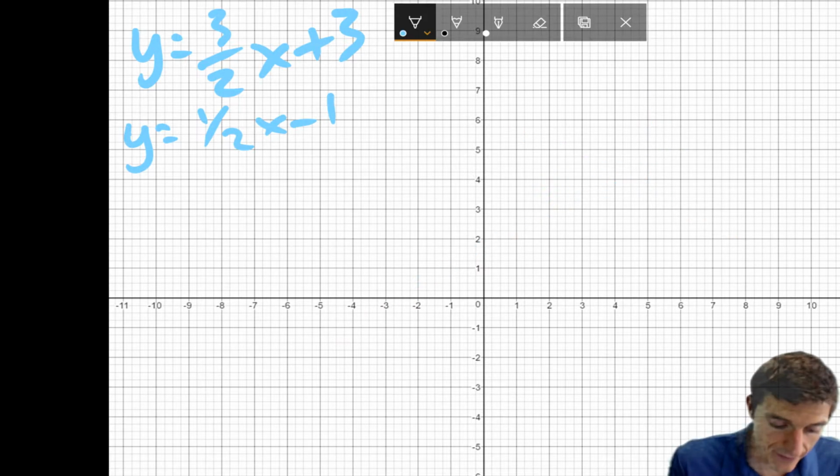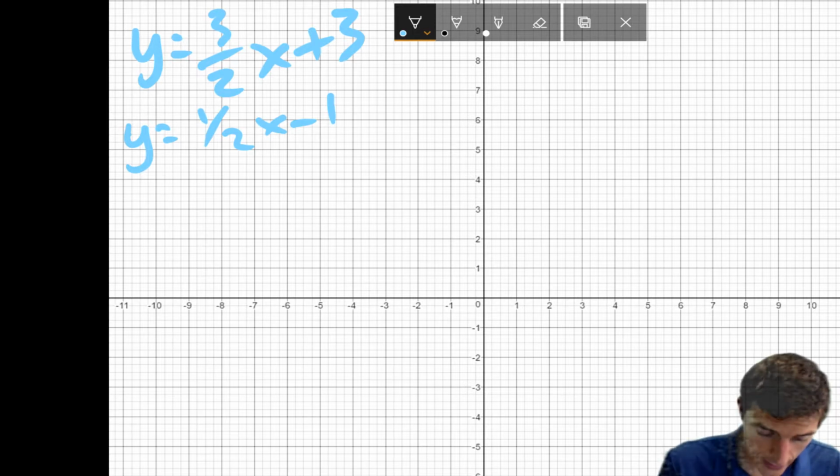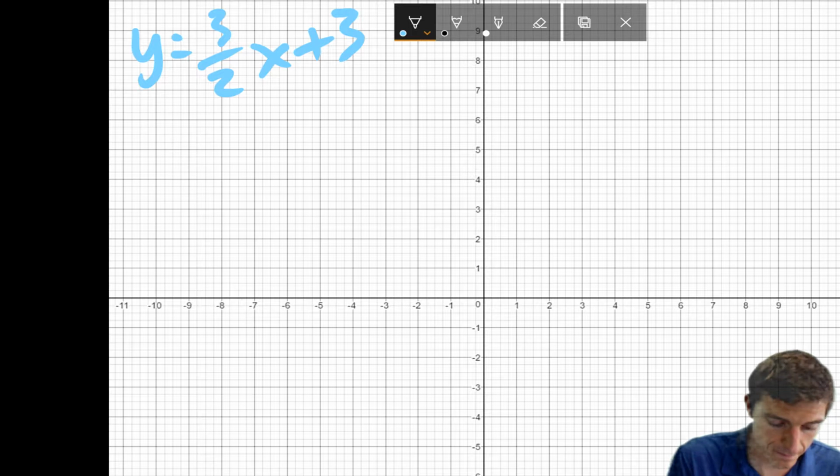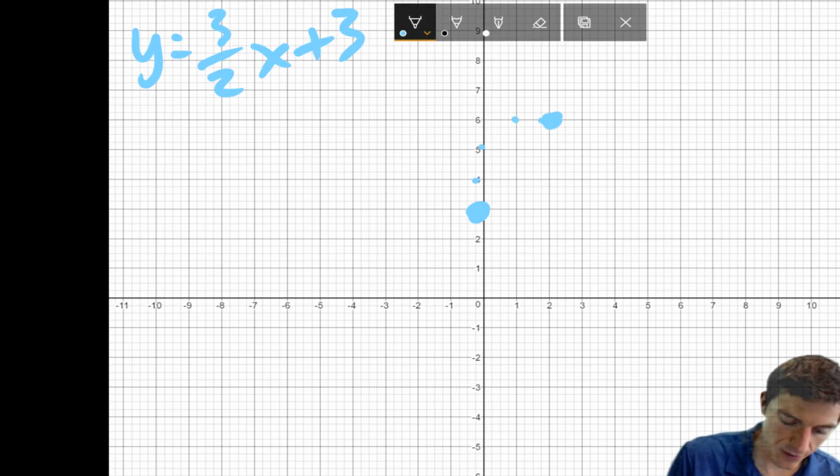So all I have to do is graph these two lines successfully. They should cross somewhere, and I'll have my solution. So I'm going to graph this first one first. I'm going to start at 3, and my slope is 3/2. That means I'm going to go up 1, 2, 3, and right 2, 1, 2. So that's my next point.